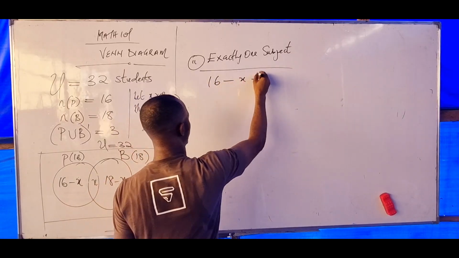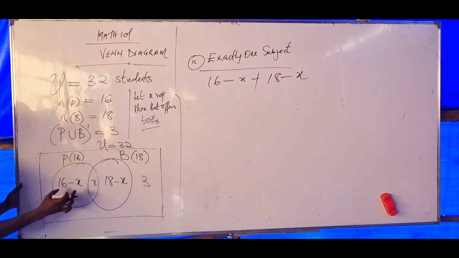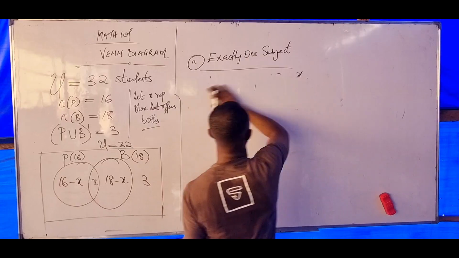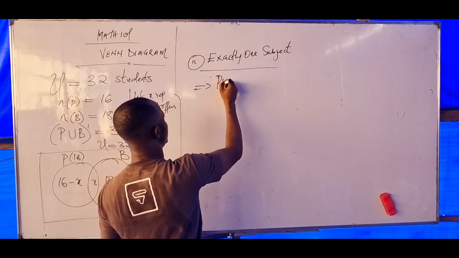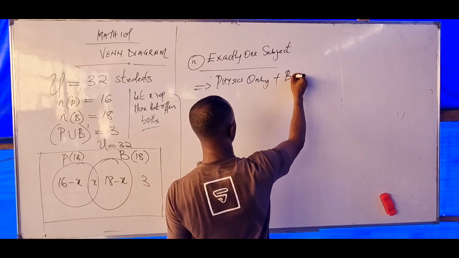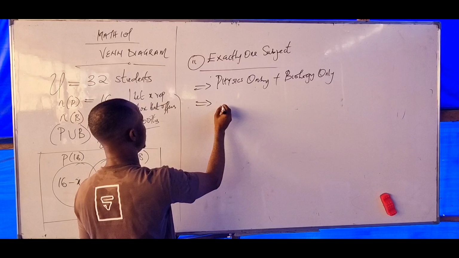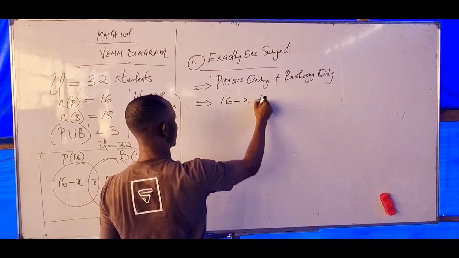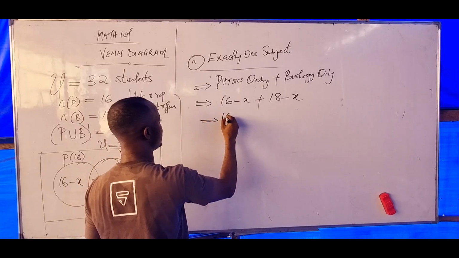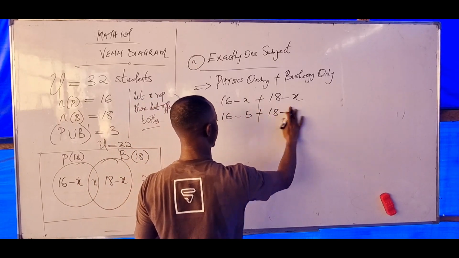What's the answer there? 16 minus x plus 18 minus x. These are exactly one: physics only plus biology only. Or you can just write it in brackets. This represents physics only plus biology only. Physics only is 16 minus x, biology only is 18 minus x. Can we add up now? 16 minus 5, plus 18 minus 5.